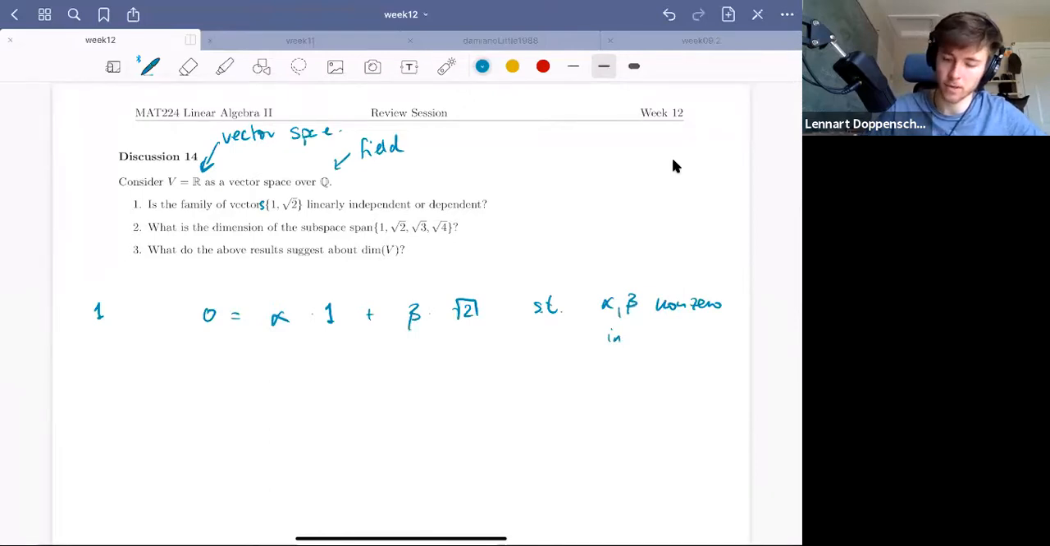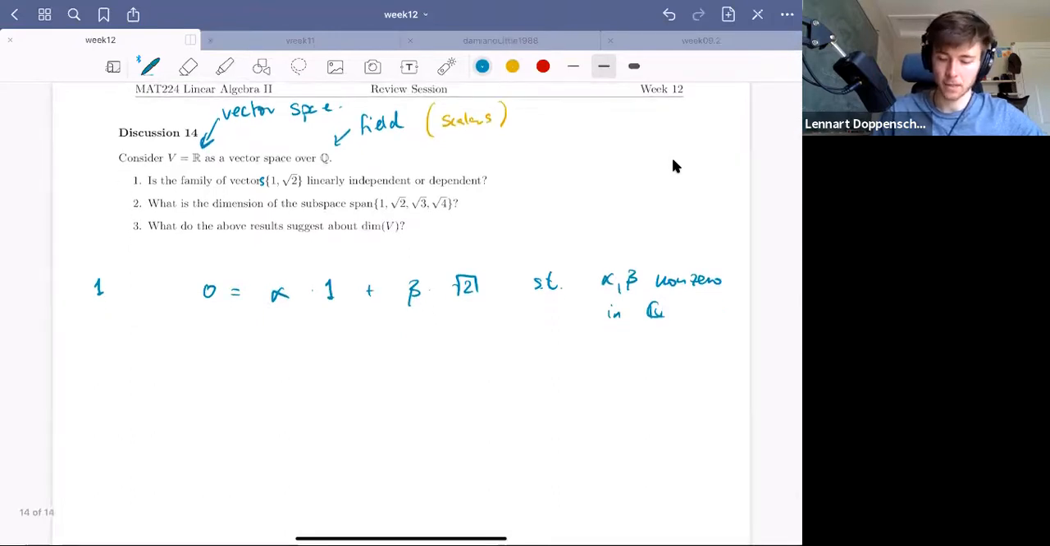Yes, that's very important, because if they were elements in R, of course we could just set alpha to be -1 and beta to be 1 over square root 2, and then we would be done. But that's exactly the point: the field of a vector space is always the place where the scalars live. So this is the set of allowed scalars in your computations.